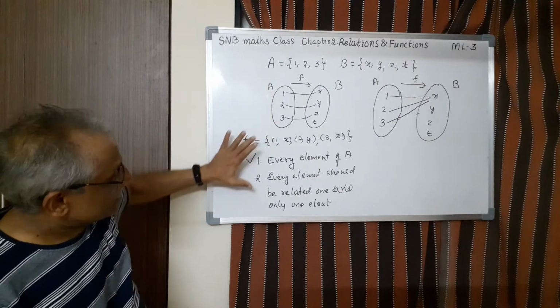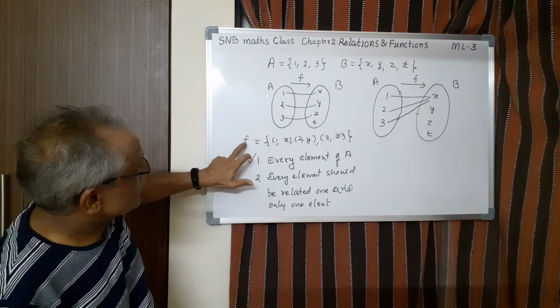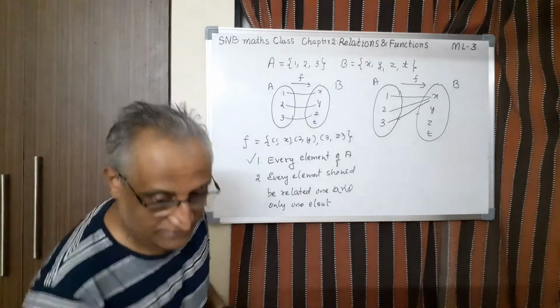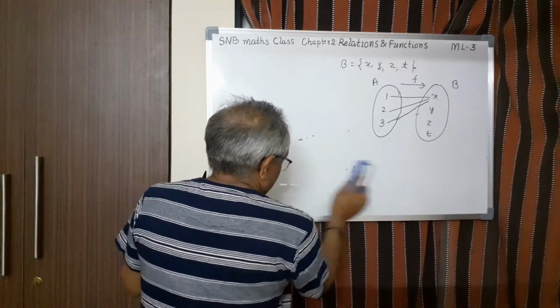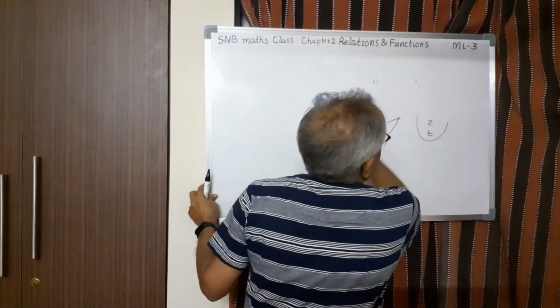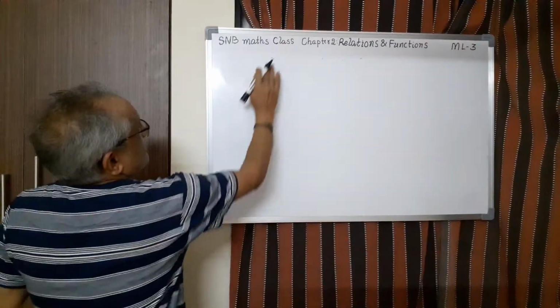So these are the only two conditions you have to understand. If that is the case, that particular relation is called a function. So this is the meaning of function. Now let me define what the function is and how we have to represent it and what are the terms associated with function. So the definition is this.